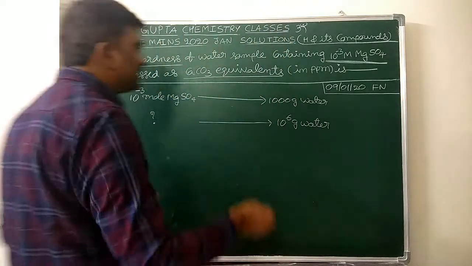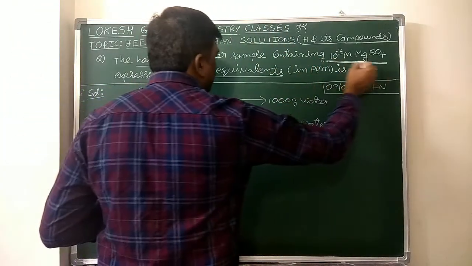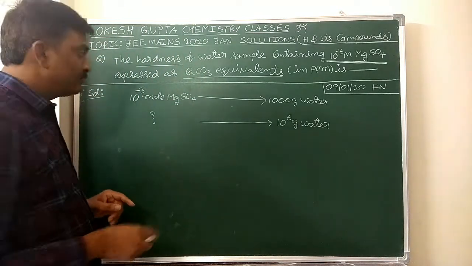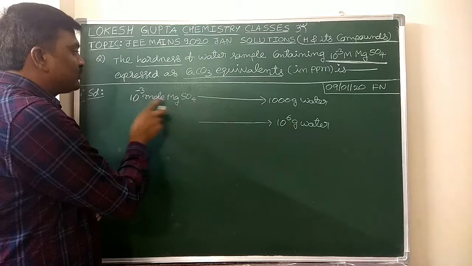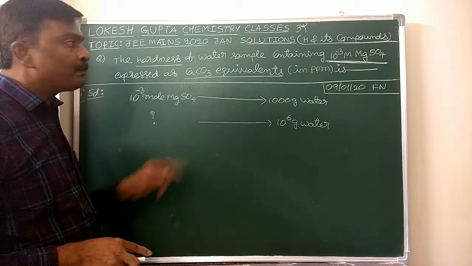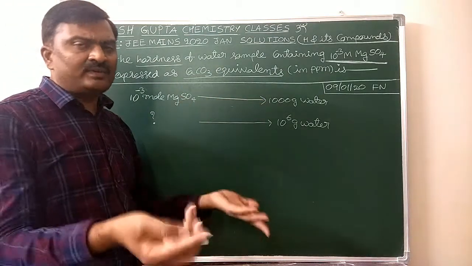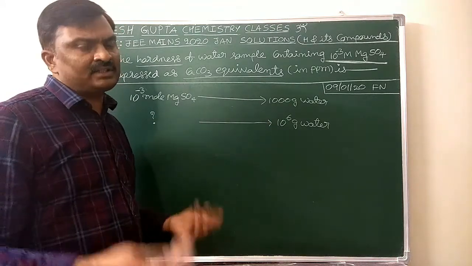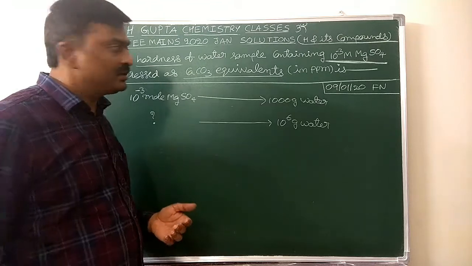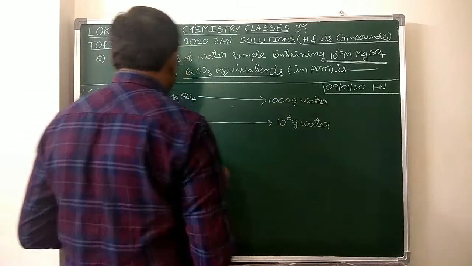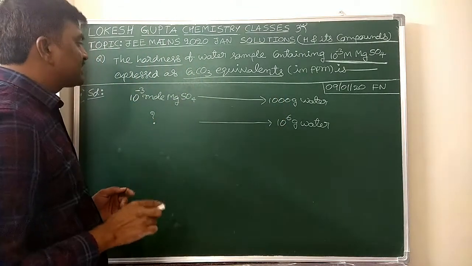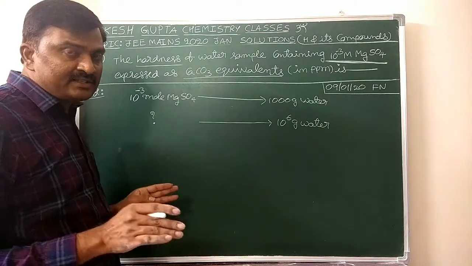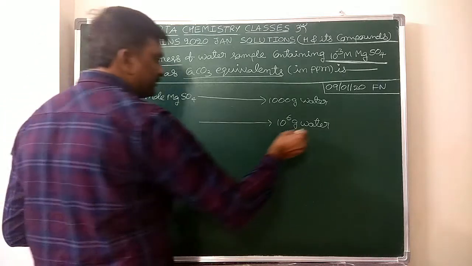Now see what they said, that hard water sample has 10 to the power minus 3 molar magnesium sulfate, means 10 to the power minus 3 moles of magnesium sulfate per 1 liter of the water. Water density is nearly 1 gram per milliliter. So 1 liter, 1000 ml, means 1000 grams. So in 1000 grams of the water, 10 to the power minus 3 moles of magnesium sulfate is present. We define the hardness in ppm, parts per million.